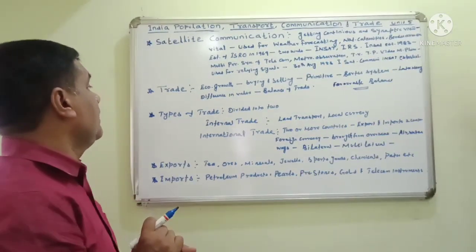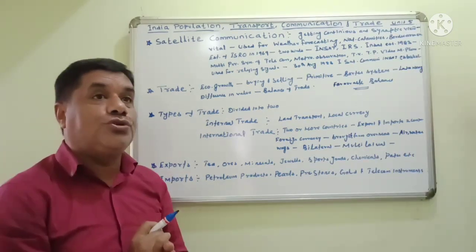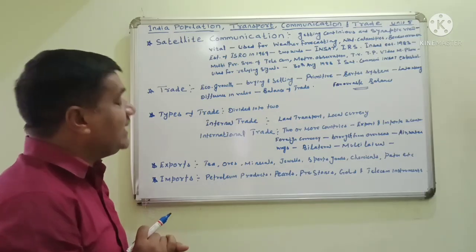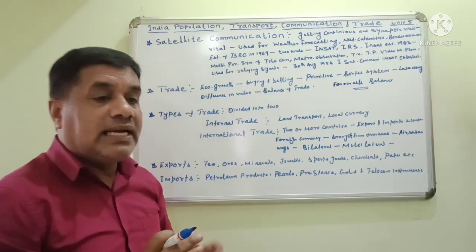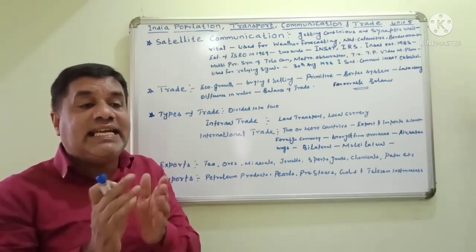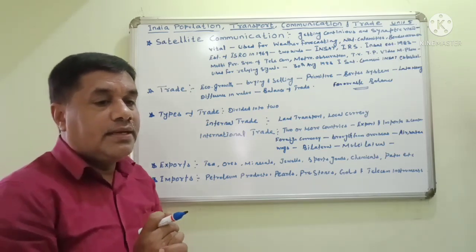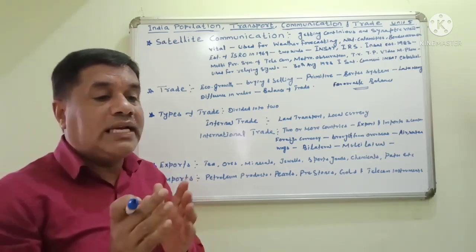Note. Types of trade. Types of trade are divided into two. One is internal trade, the other is international trade. Internal trade means trade carried on within the domestic territory. It is also called domestic trade or local trade.